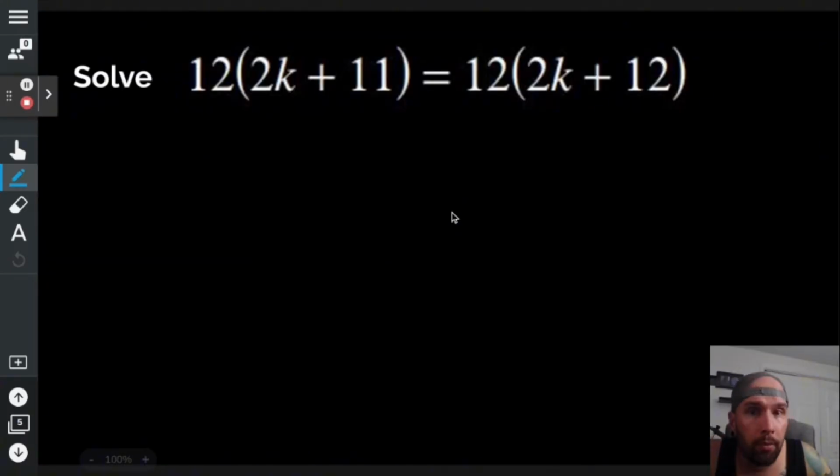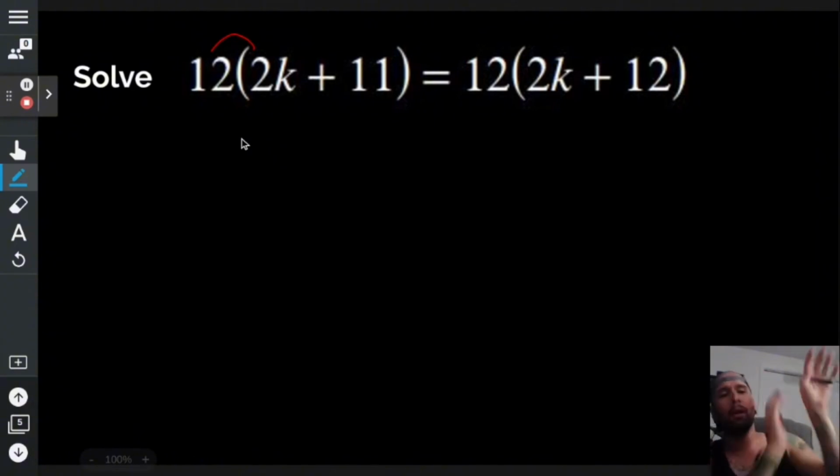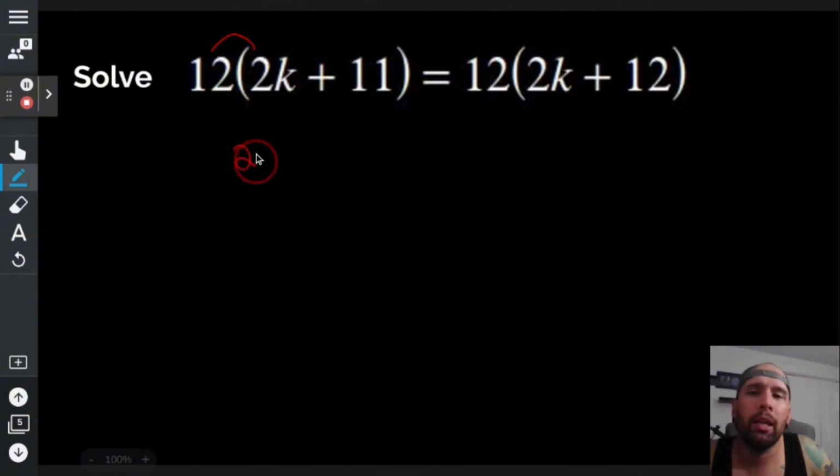Distributive property again. I see a lot of similar things here. All right, anyway, 12 times 2k is 24k.